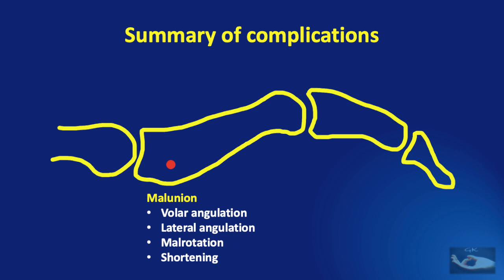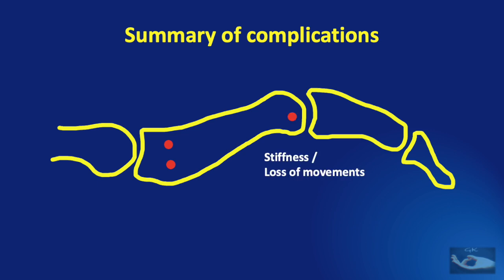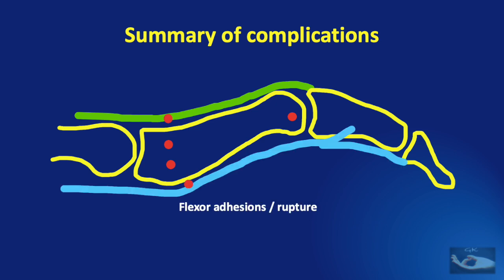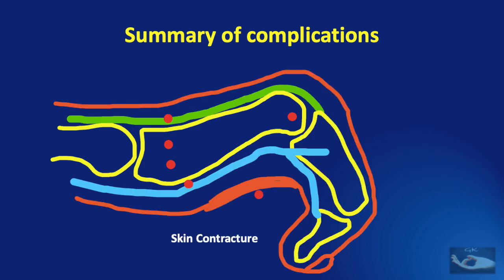Let us now summarize the complications that can occur following phalangeal fractures. The first is malunion, which could be with volar angulation, lateral angulation, malrotation or shortening, nonunion, stiffness or loss of movements, extensor adhesions or lag, flexor adhesions or rupture, and skin contractures.